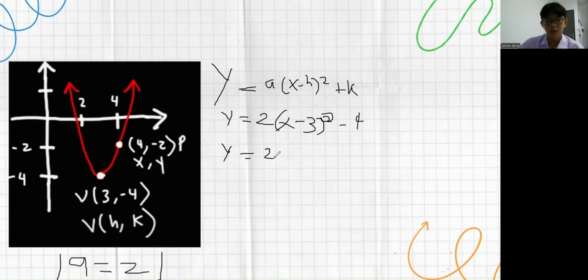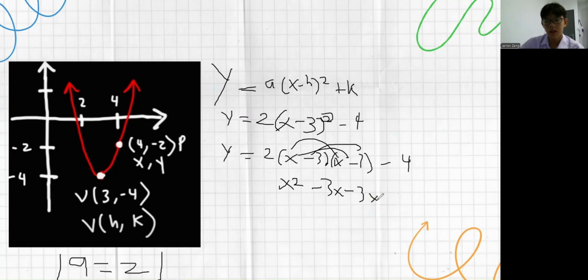Since this is squared, there are 2 times of this. y equals 2 times (x minus 3)(x minus 3), minus 4. And then we expand them like this: x squared minus 3x, twice, minus 3x, minus 9, and then plus 9, since -3 and -3 will become positive, right?